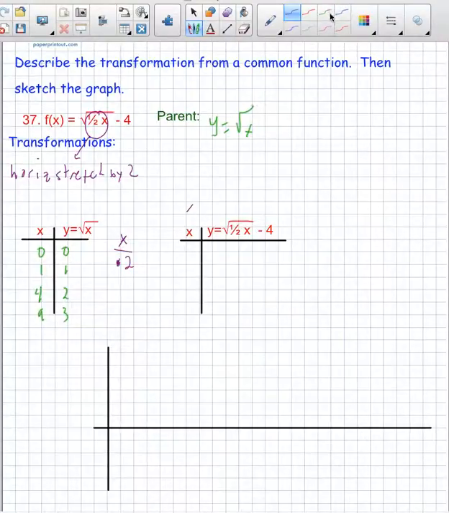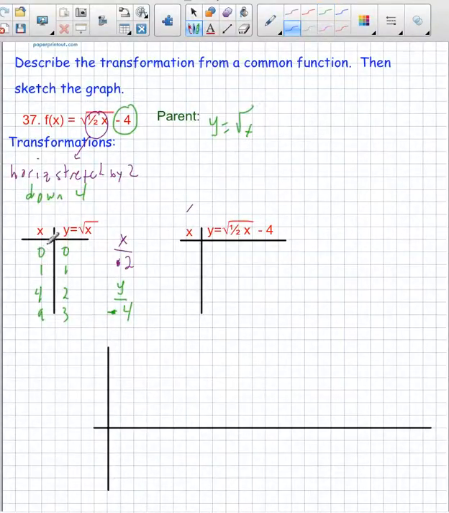The other transformation that we have here is we have a minus 4, which is outside the function, outside the square root part. This subtracting 4 means we're going to have a transformation that shifts our graph down 4 units. And if we shift our graph down 4 units, that means we're going to subtract 4 from all y values. And that will give us our new points on our transformed function.